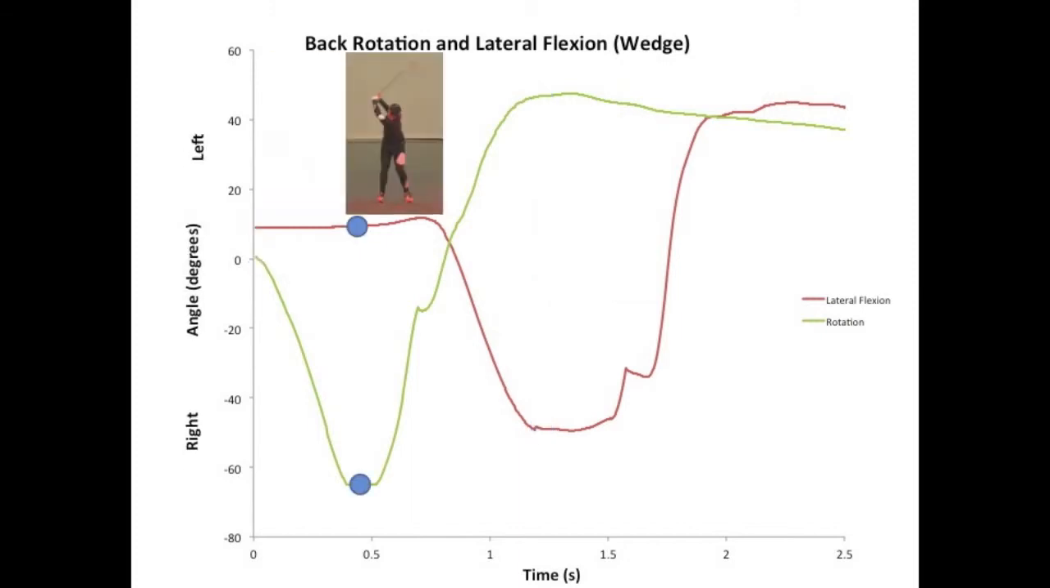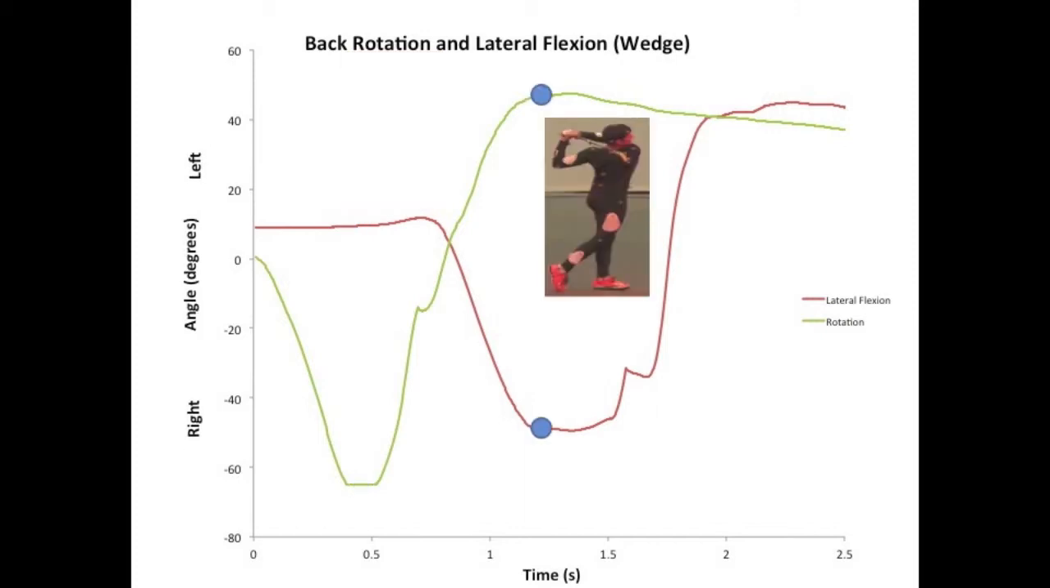The green line represents back rotation. As the golfer draws his club back, he rotates to the right by approximately 63 degrees, then rotates left 110 degrees during the downswing and follow-through.